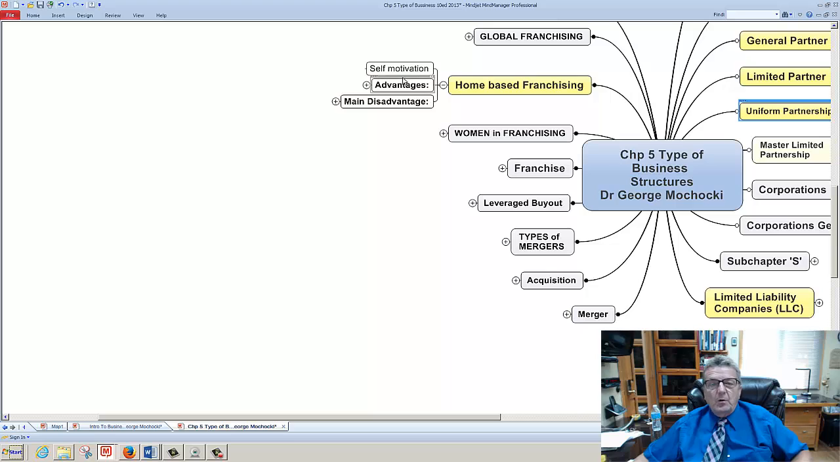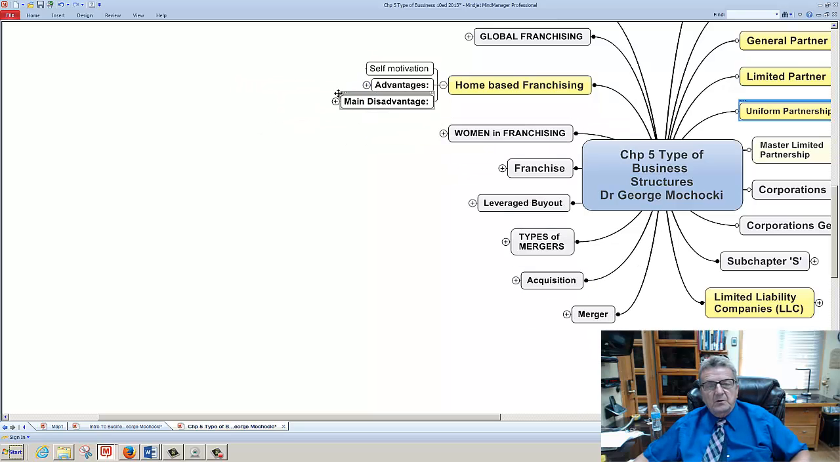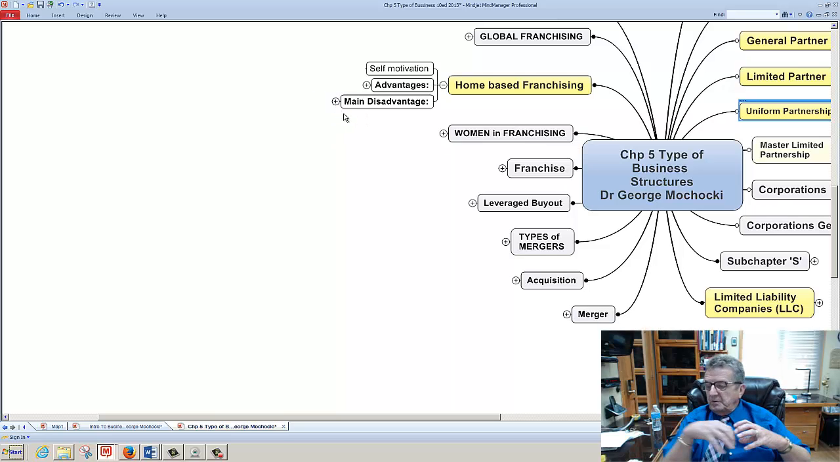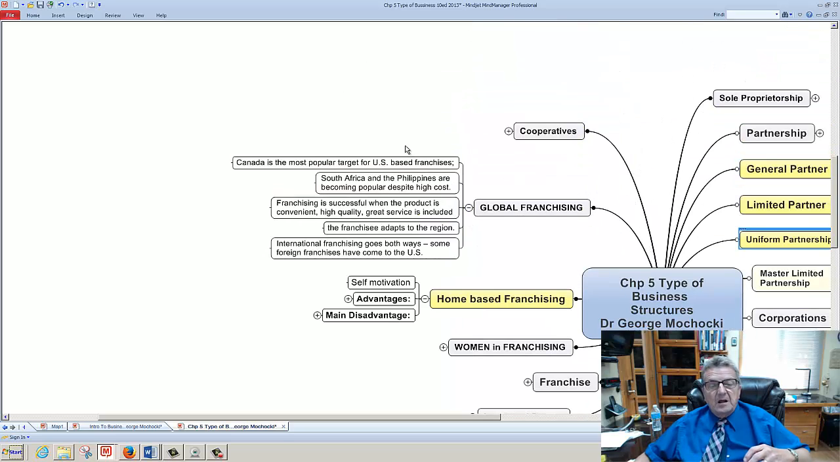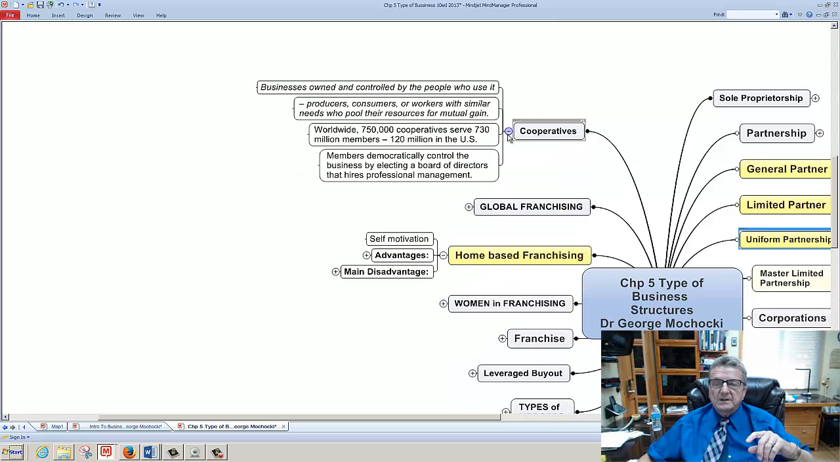And then the next one, you have home-based franchising. You have self-reliance and flexible work hours. The main disadvantage is isolation. Anything you do all by yourself, you're isolated. And then you have global franchising, again, for the same thing. McDonald's in South Africa: with global franchising, you make some adjustments. It's successful when the product is convenient, high quality, and it adjusts some of the side dishes to the home countries. The last one, and I've got one more minute, is cooperative.